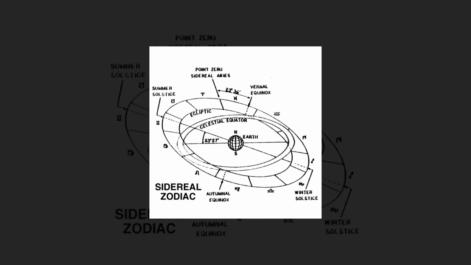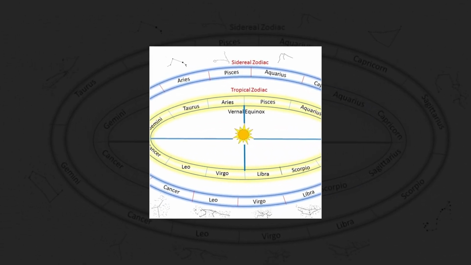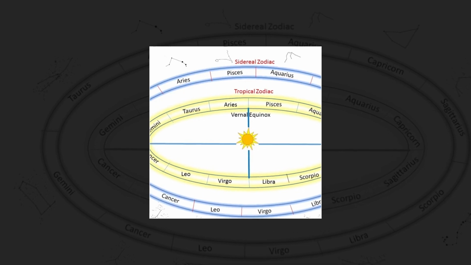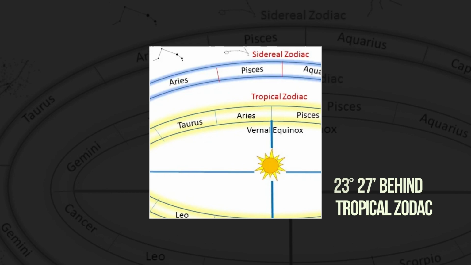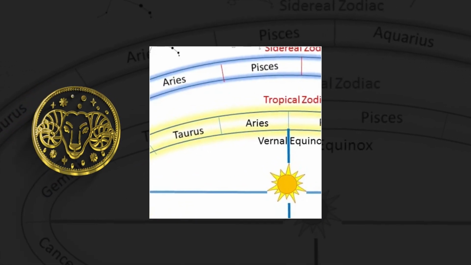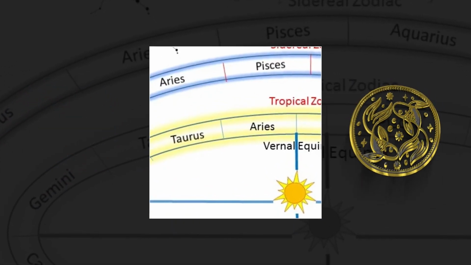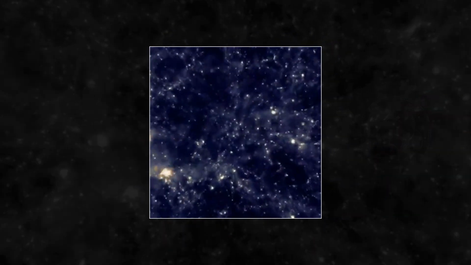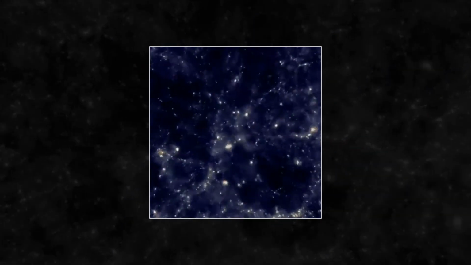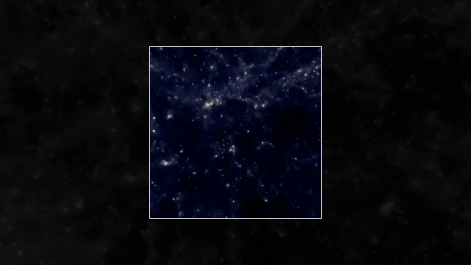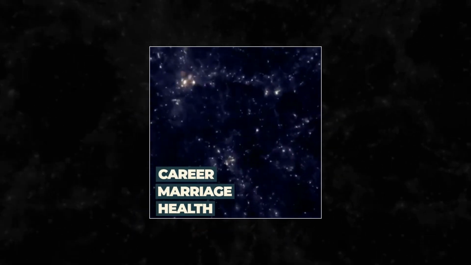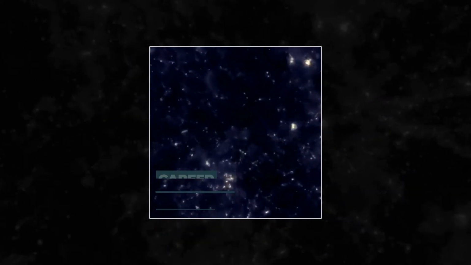For example, in sidereal astrology, Aries begins when the ecliptic crosses the constellation of Aries, not when it crosses 0 degrees of the ecliptic. This means that the sidereal zodiac is about 23 degrees behind the tropical zodiac, so for example, if you are an Aries in tropical astrology, you may be a Pisces in sidereal astrology. Sidereal astrology assigns meanings and characteristics to each sign based on the qualities of the stars and their mythological associations. Sidereal astrology is mainly used for predictive purposes, such as career, marriage and health.